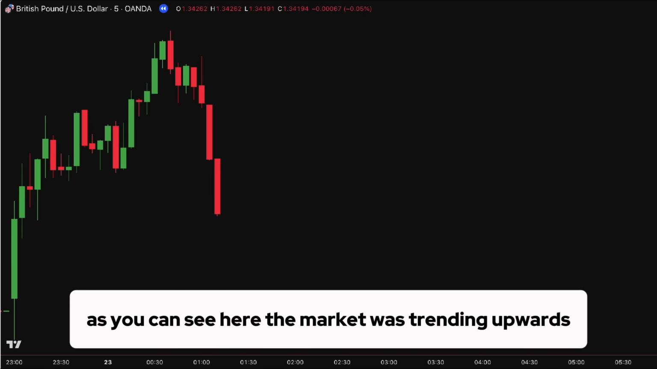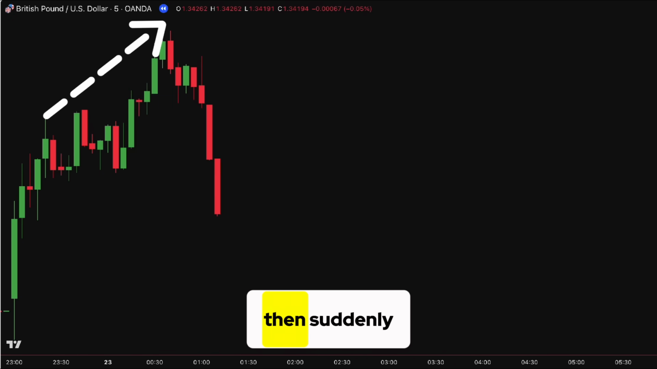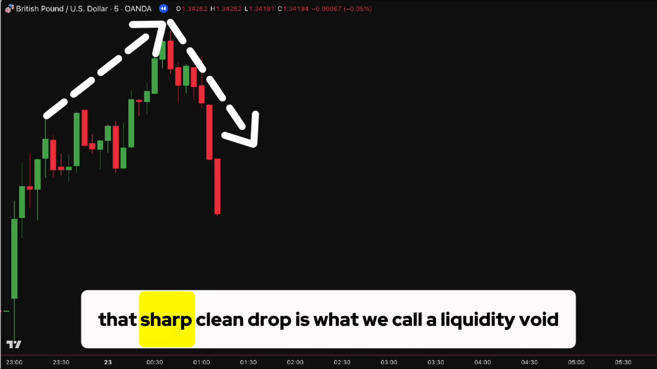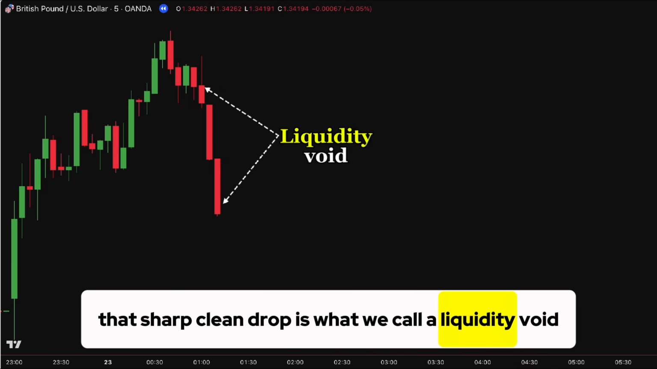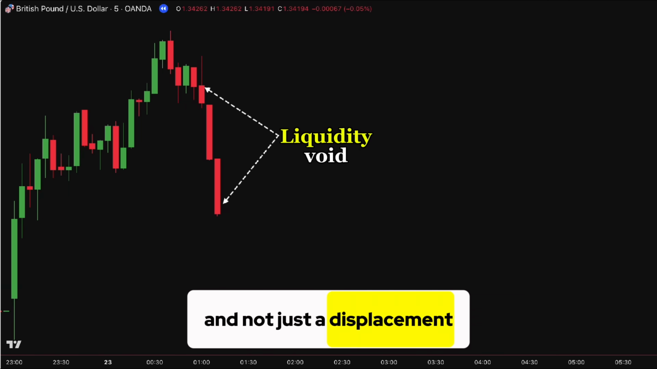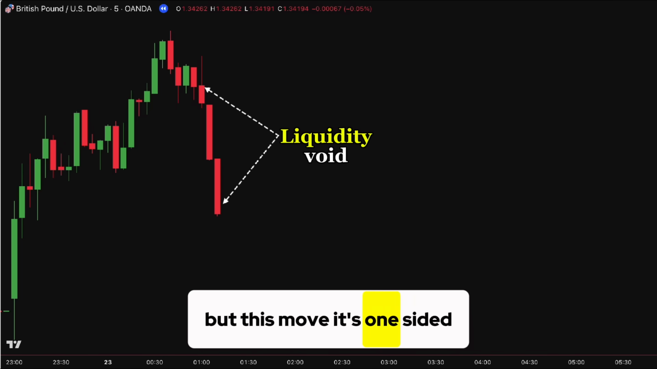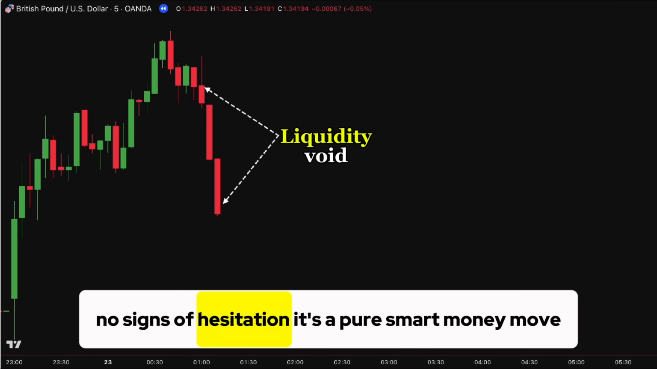As you can see here, the market was trending upwards. Then, suddenly, price dropped aggressively with almost no pause. That sharp, clean drop is what we call a liquidity void. Now, you might ask, why is this called a liquidity void and not just a displacement? Here's the difference. A displacement often involves resistance where buyers and sellers are still fighting. But this move, it's one-sided. There's no resistance at all, no signs of hesitation. It's a pure, smart money move.